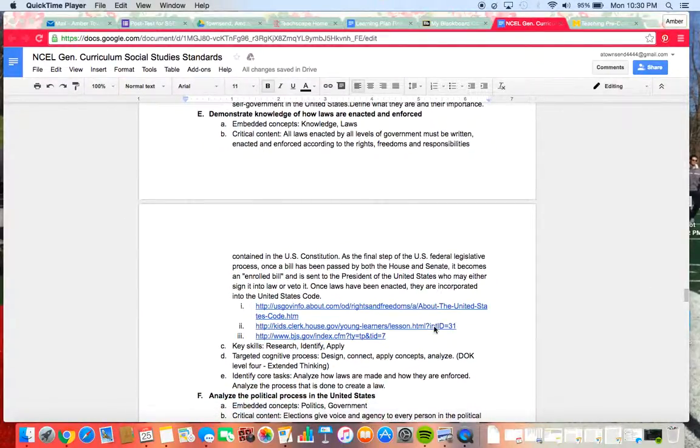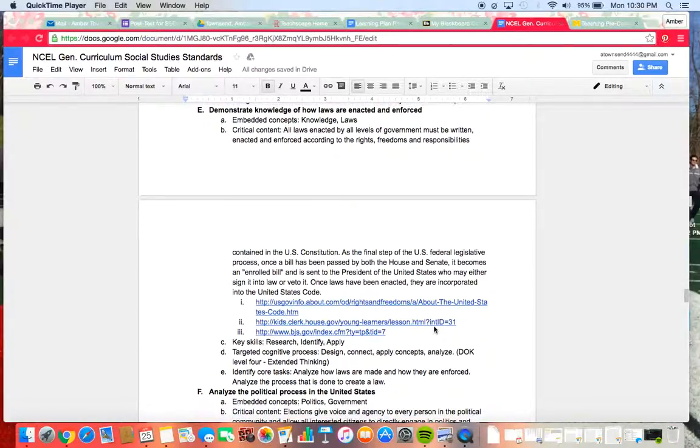The next part is demonstrate knowledge on how laws are enacted and enforced. And the core task here is to analyze how laws are made and how they are enforced. Analyze the process that is done to create a law. And one of these was this middle one right here. It's for kids, but it really helps you to understand, and it goes in deeper into how a law is created and the process that it takes for them to be enforced.